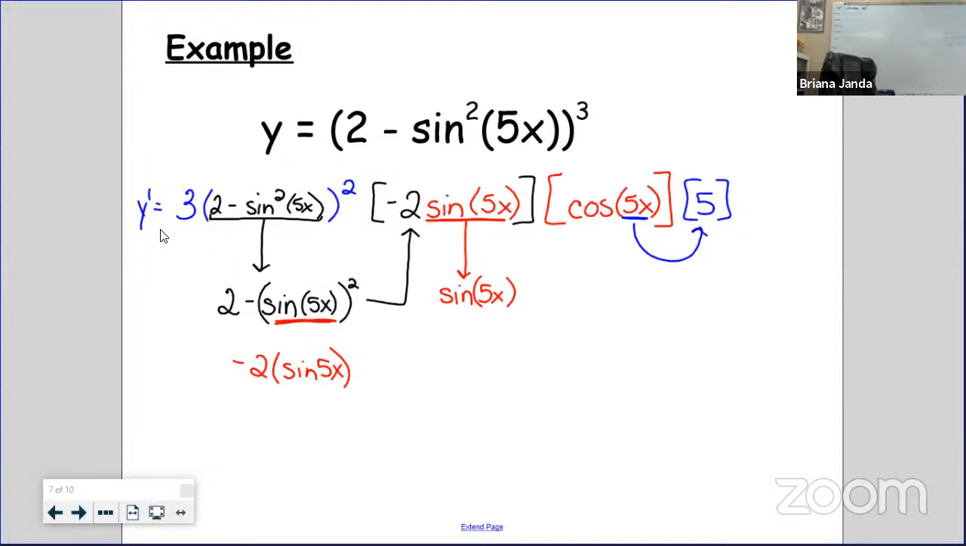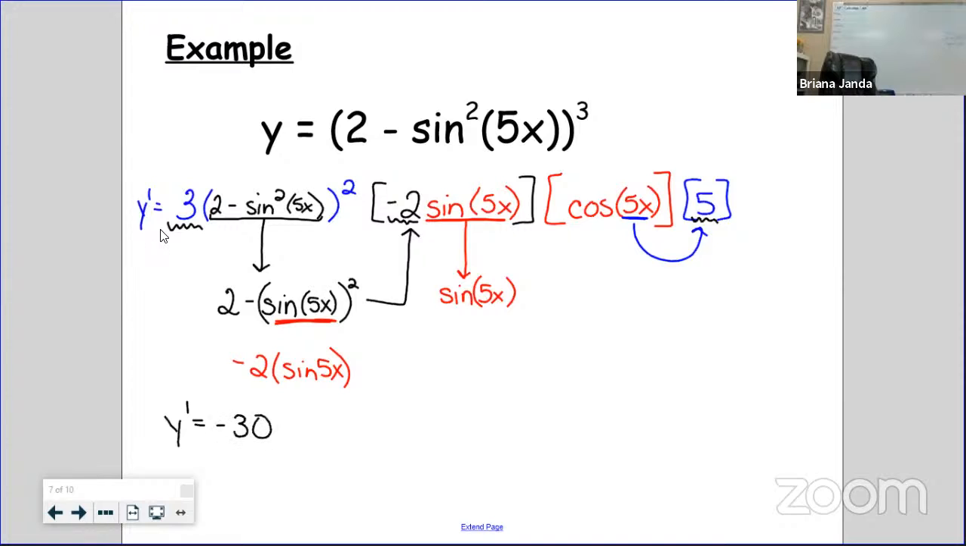Depends. So what would we simplify? Yep, so what would we simplify? First of all, I can multiply my constants together, which are 3 times negative 2 times 5, which is what, negative 30?